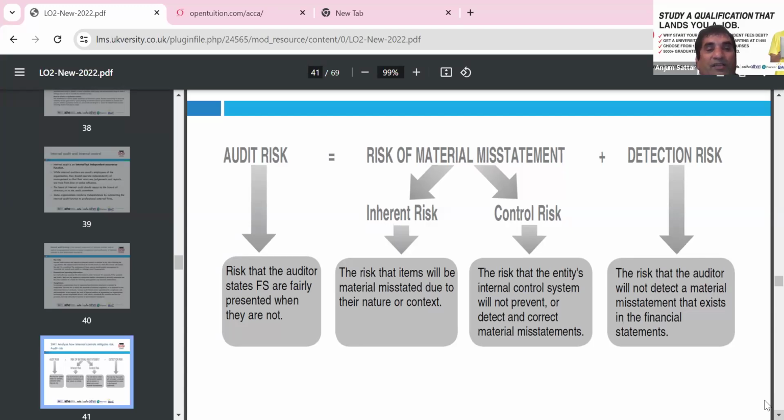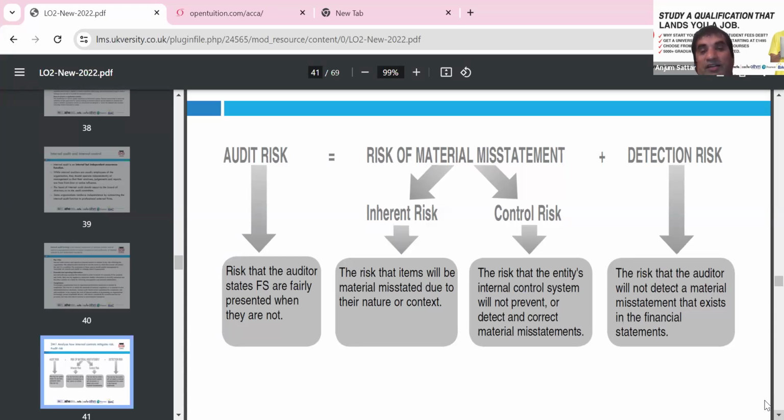So audit risk is the risk that an auditor states the financial statements fairly present when they do not. That's the audit risk: the financial statements do not contain all the information, but the auditor says it's correct. So that's audit risk. The risk of material misstatement is inherently the risk that an item will be materially misstated due to the nature or the context of it.